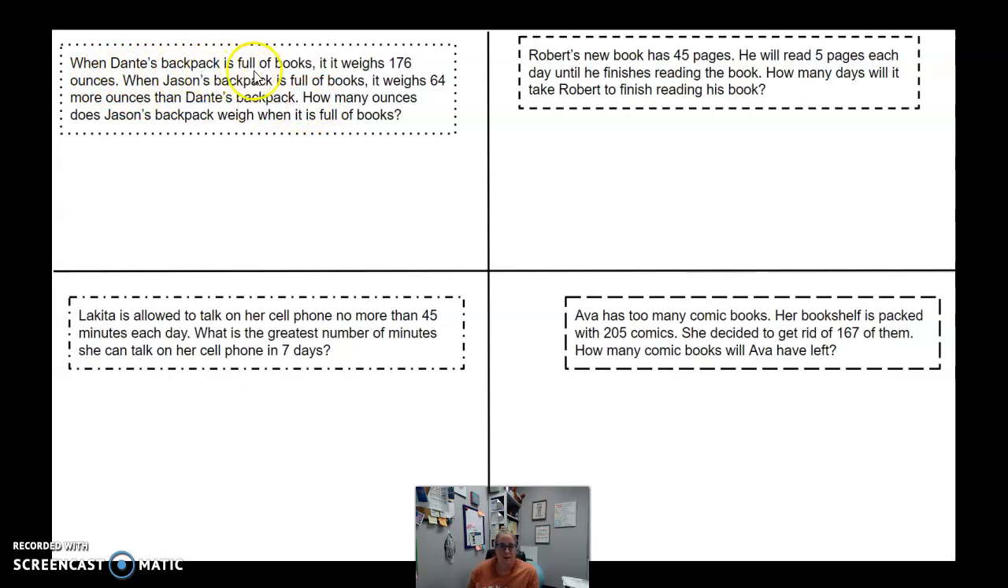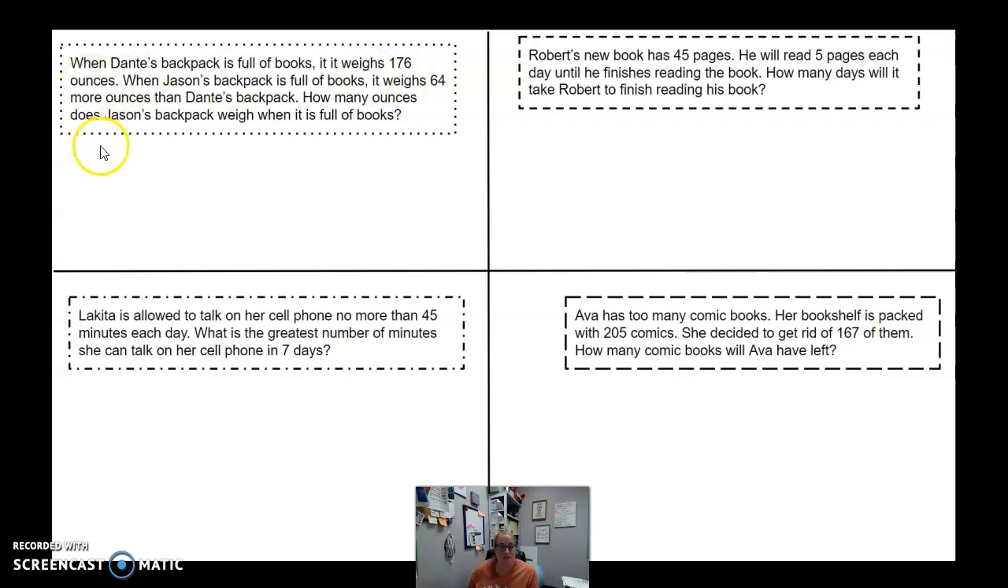When Dante's backpack is full of books, it weighs 176 ounces. When Jason's backpack is full of books, it weighs 64 more ounces than Dante's backpack. How many ounces does Jason's backpack weigh when it's full of books? So I know I'm looking to see how much weight Jason's backpack weighs when it's full of books. And I know that it weighs 64 more ounces than Dante's. And I know Dante's weighs 176 ounces.